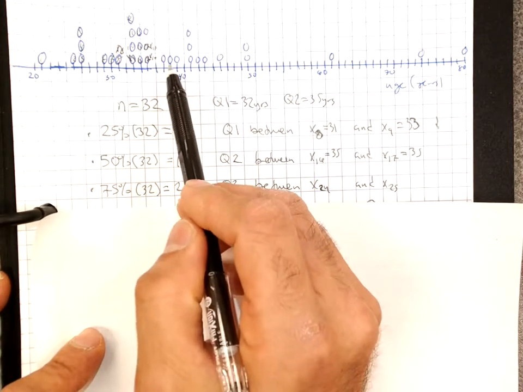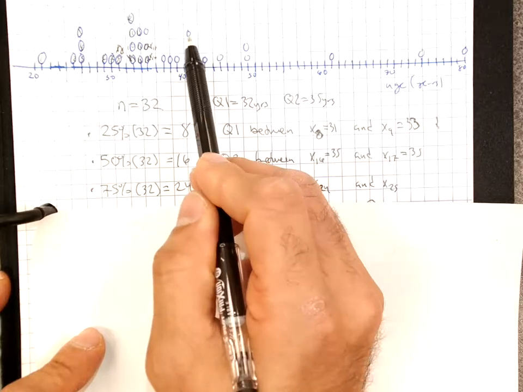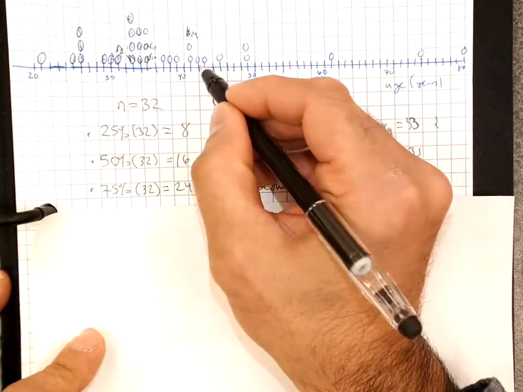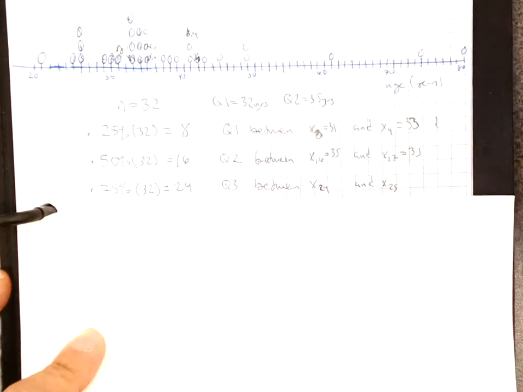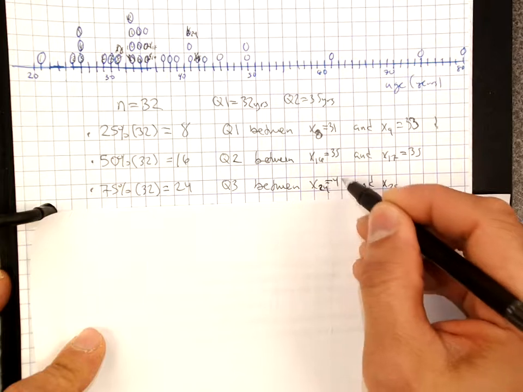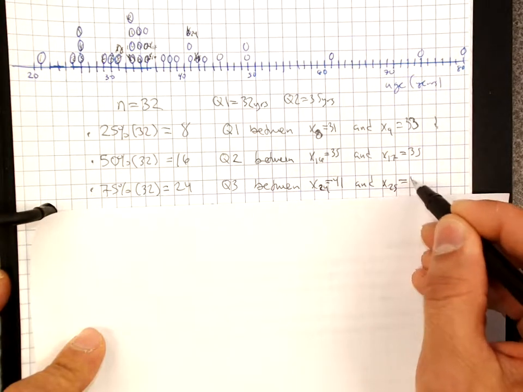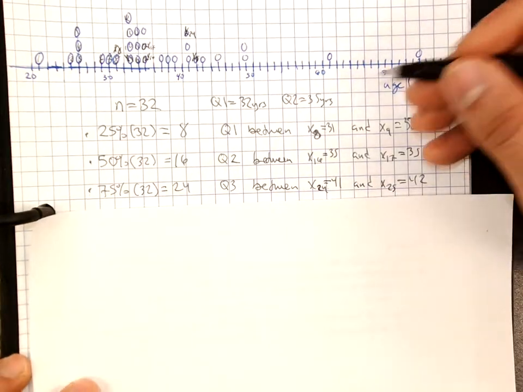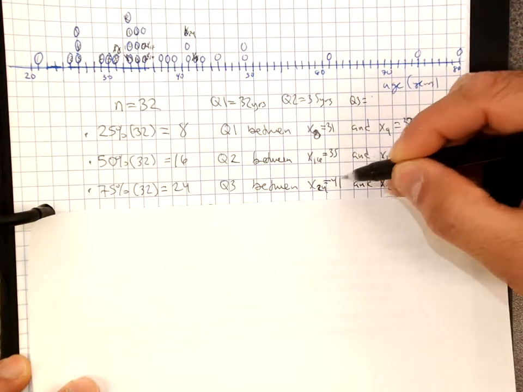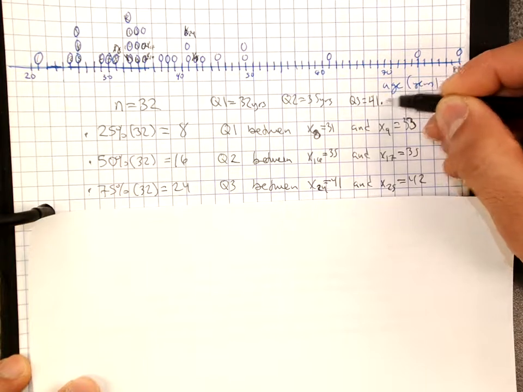Okay, and then let's keep counting. 18, 19, 20, 21, 22, 23, 24. This is X24 here, and then X25 is here. So X24 is 41 years old, and X25 is 42 years old. So Q3 is 41 and a half years old, 41 and a half years.